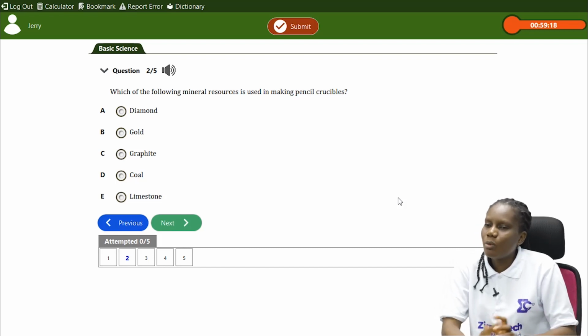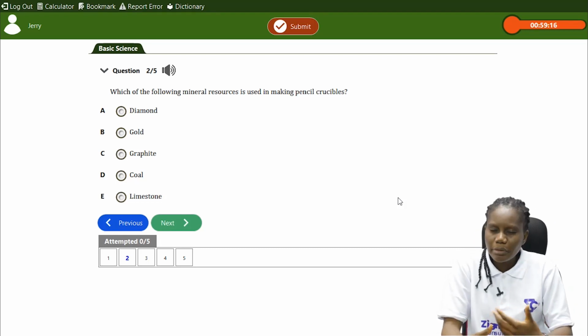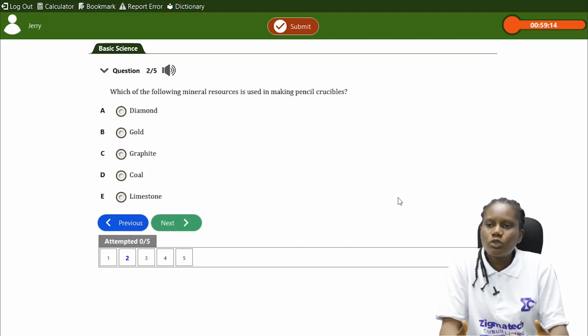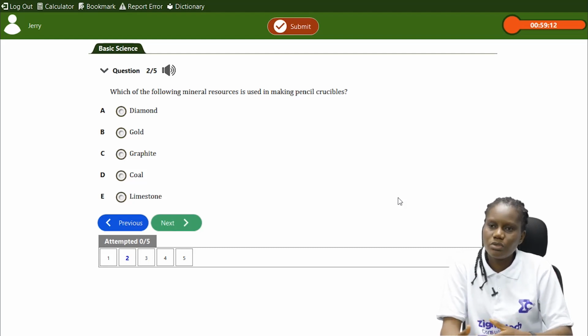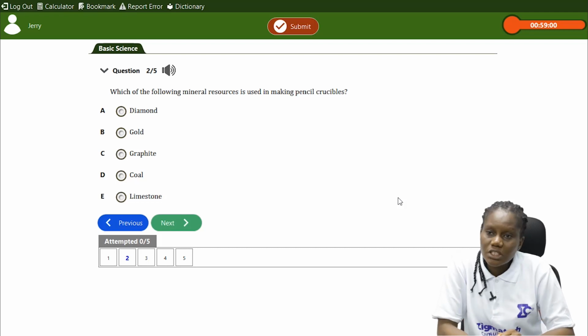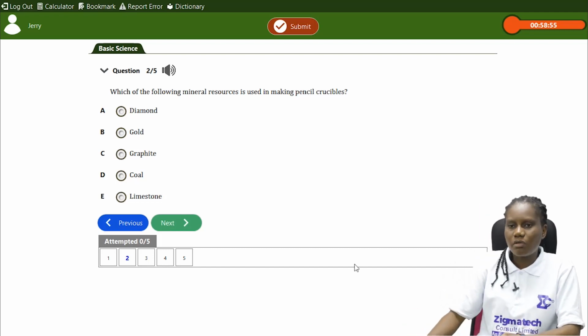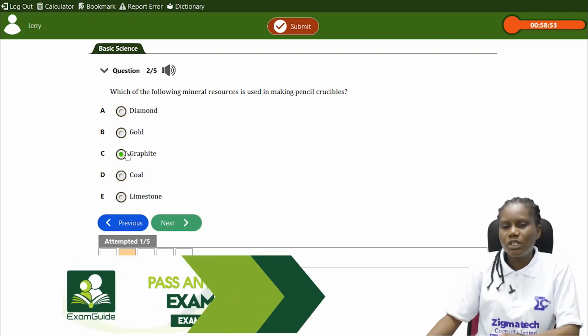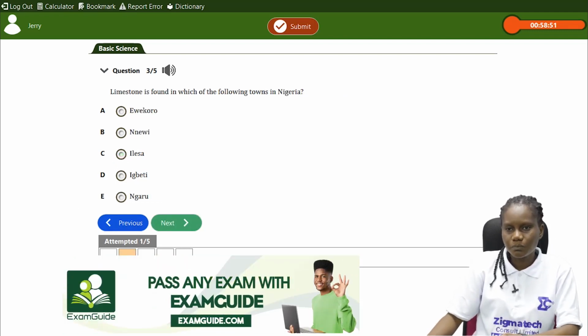If we're going to go back to the class and just try and remember through your memory, okay? When we talked about pencil crucibles, it was under graphite. When we're looking at graphite as a mineral resource, one of the things it is used for is to produce the lead inside pencil. So the mineral resource that is used in making pencil crucible is graphite. Option C is the correct answer.